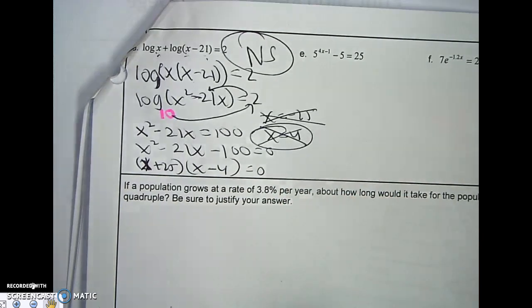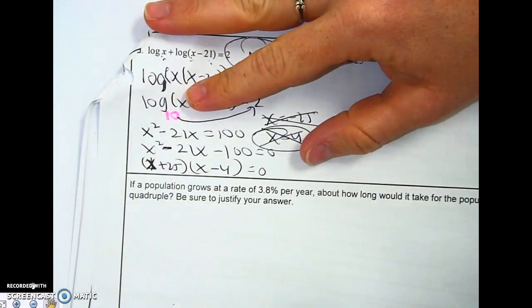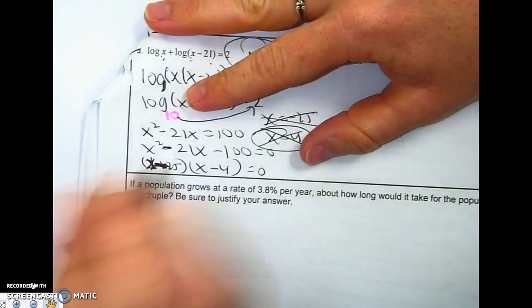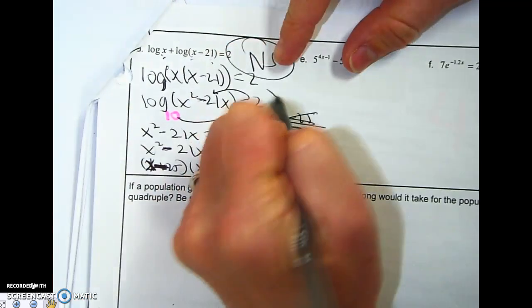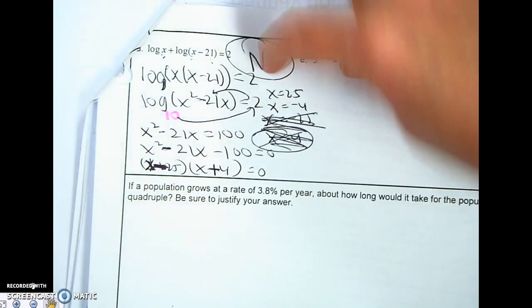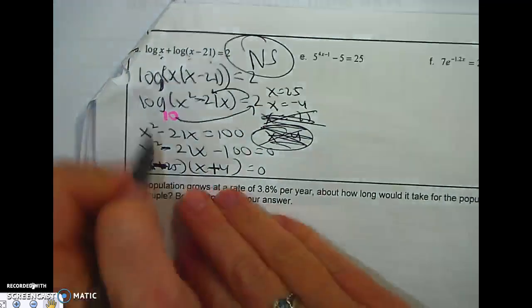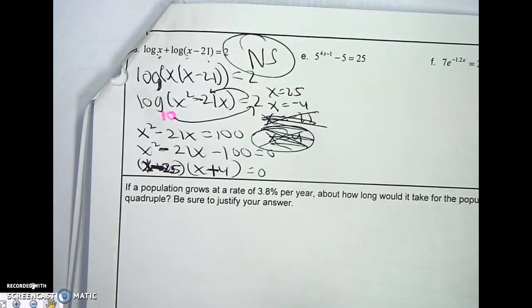Remember when I told you, if you get no solution, it might mean you made a mistake. So let me look back, and here's my mistake. 21 is negative, so that should be positive. So my answer should be 25 and negative 4. It's a perfect example. I love that I made that mistake, because too many times I see people give me no solution because you made the mistake.